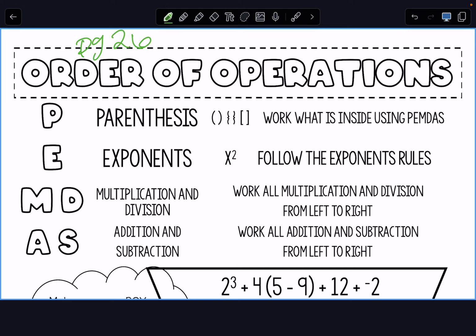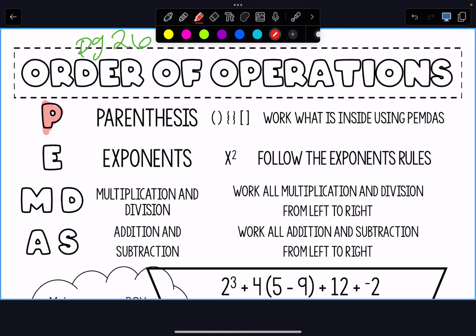PEMDAS is what a lot of you saw when you opened to this page. You saw the triangle. That made you think of it? What is another way of remembering PEMDAS? Please excuse my dear Aunt Sally. Okay? Now, let's talk about what these stand for.